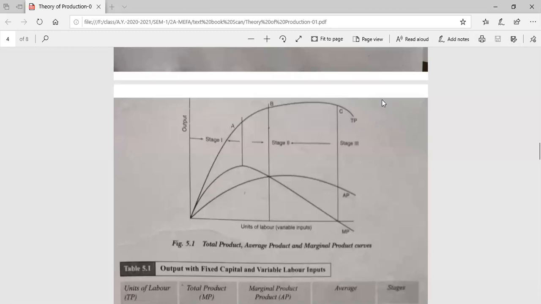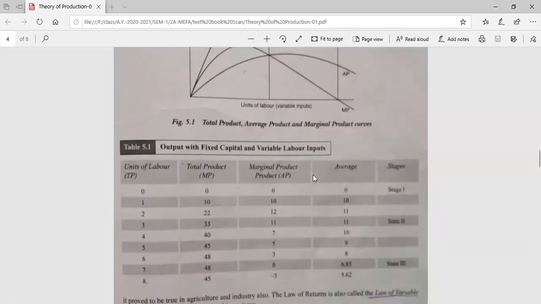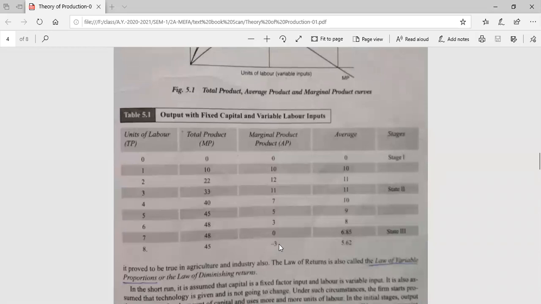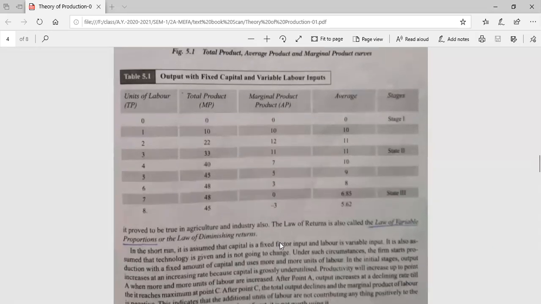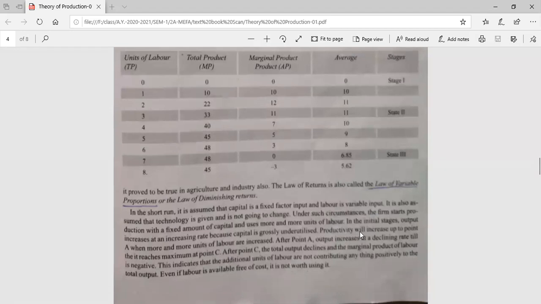Okay, so it's going negative. This C here, this marginal product is negative. This is called the law of variable proportions, or we can also call it the law of diminishing returns. Why? Because diminishing means it is reducing, right? So as we are increasing the inputs, up to some extent the output is increasing, later it is decreasing. Okay, the same thing has been explained here.